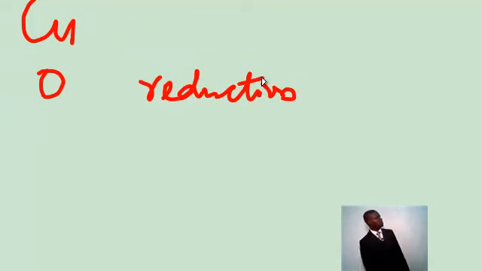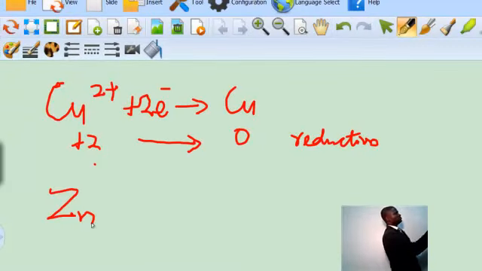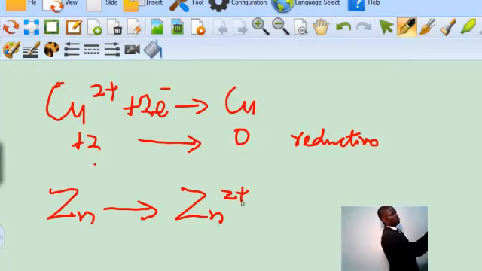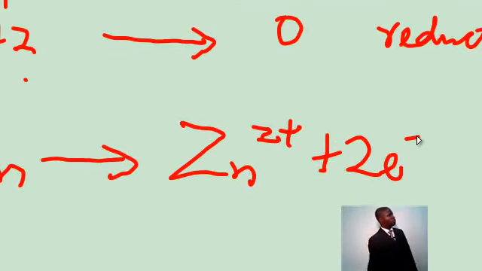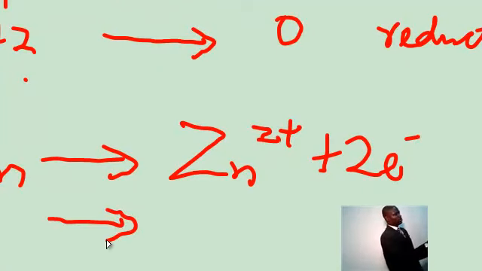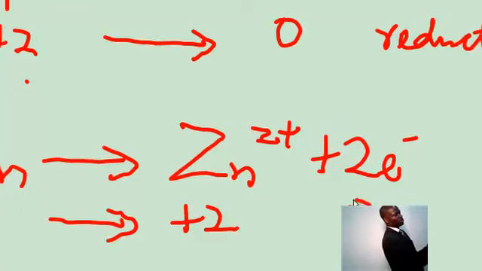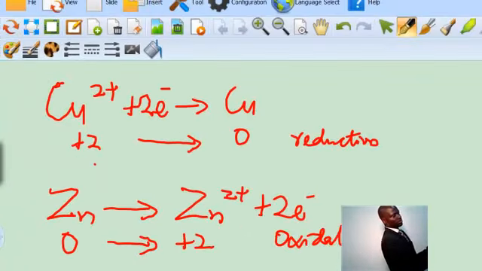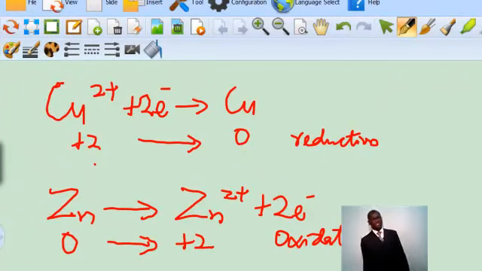The other way around, if you have zinc, the oxidation number for zinc is 0 here. In the product side, the oxidation number is +2. From 0 to +2, that is an increase. When there is an increase, you call it oxidation. Summarily, when there is a reduction in the oxidation number, it is called a reduction process. When there is an increase in oxidation number, it is called an oxidation process.